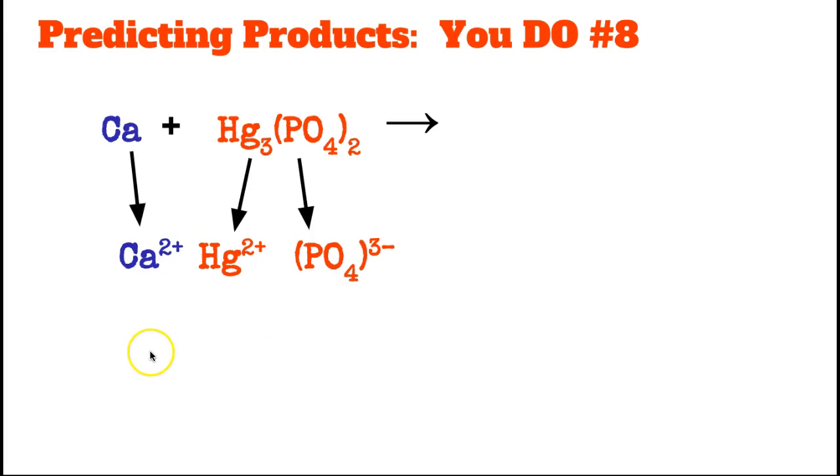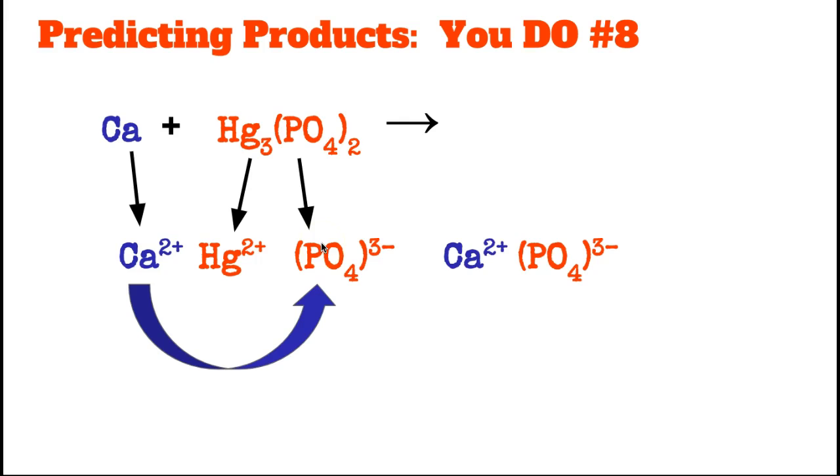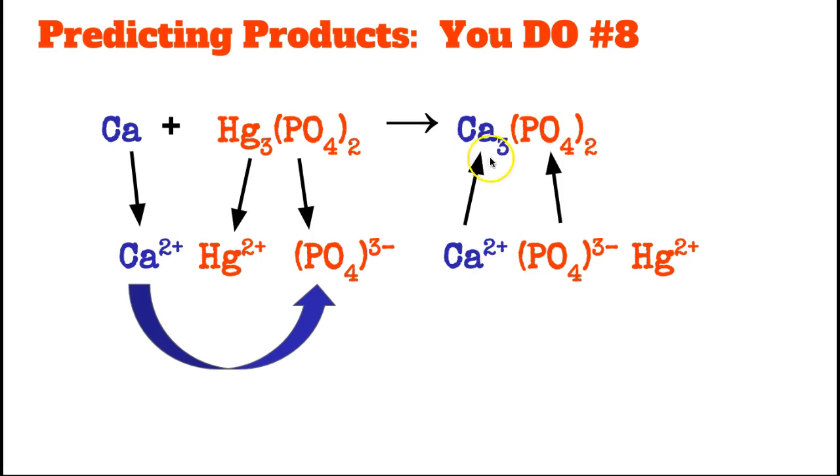Now that I do this, let's make new combinations. So calcium is going to replace mercury in our compound, and so now calcium is going to go with our phosphate. So we're going to have calcium with phosphate, and mercury is going to be all on its own. We need to swap and drop charges. So 2 is going to go with phosphate, 3 is going to go with calcium. So we get Ca3(PO4)2. Mercury is a metal, so we're just going to drop its charge and write it up above as Hg.